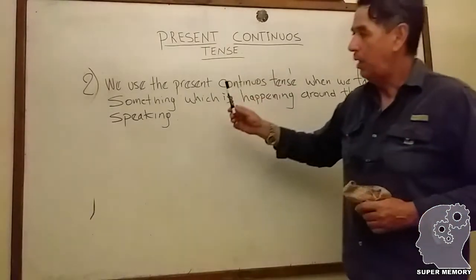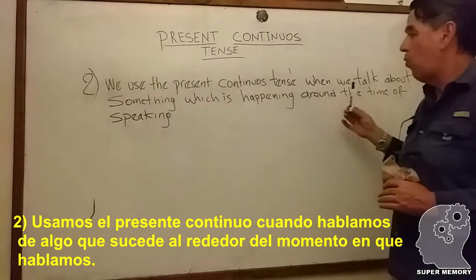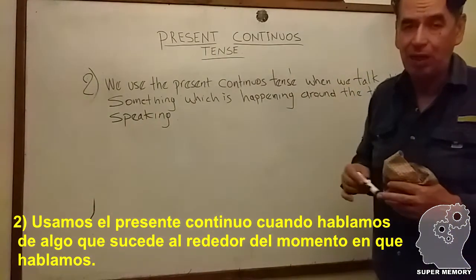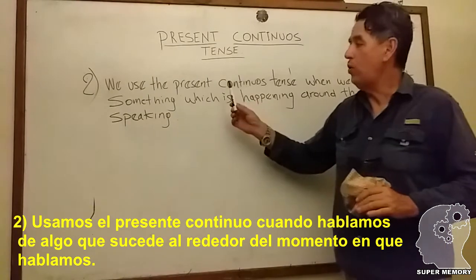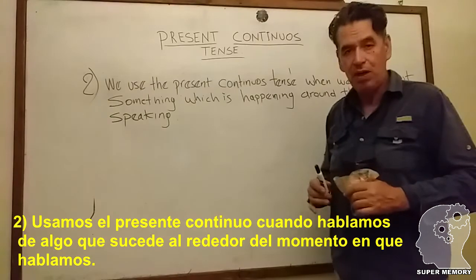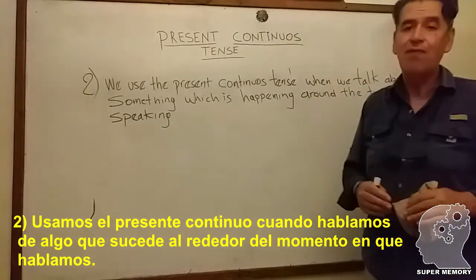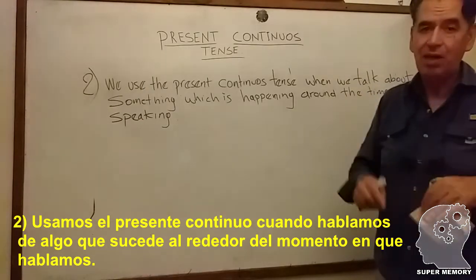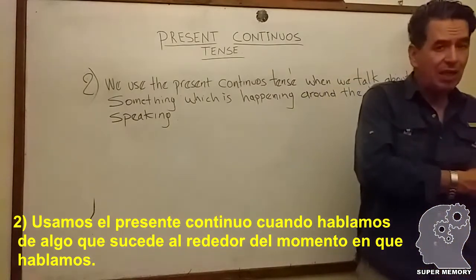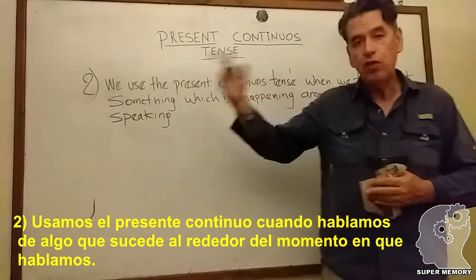Okay, case number 2. We use the present continuous tense when we talk about something which is happening around the time of speaking. It means that it's not happening at this very moment. The action is not happening now. It refers to an action that started in the past, is being done in the present, and is going to end up in the future.